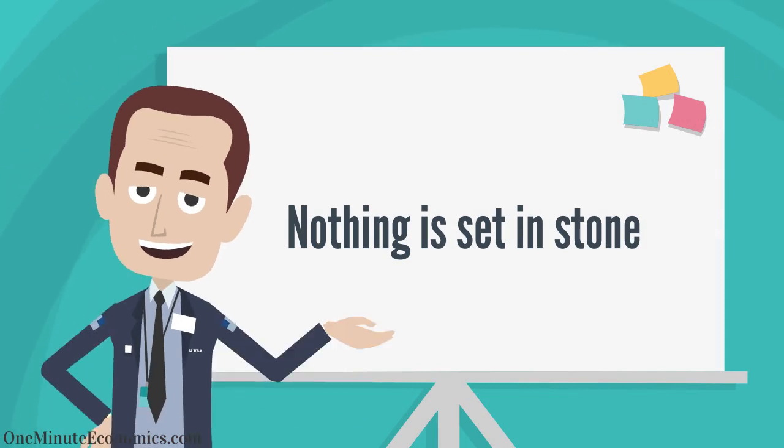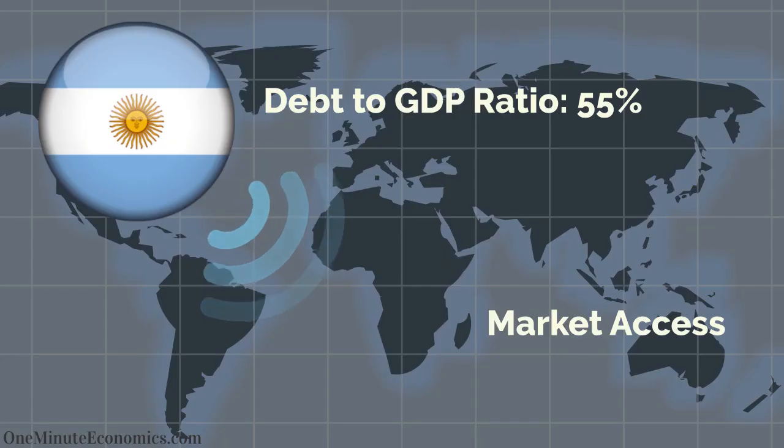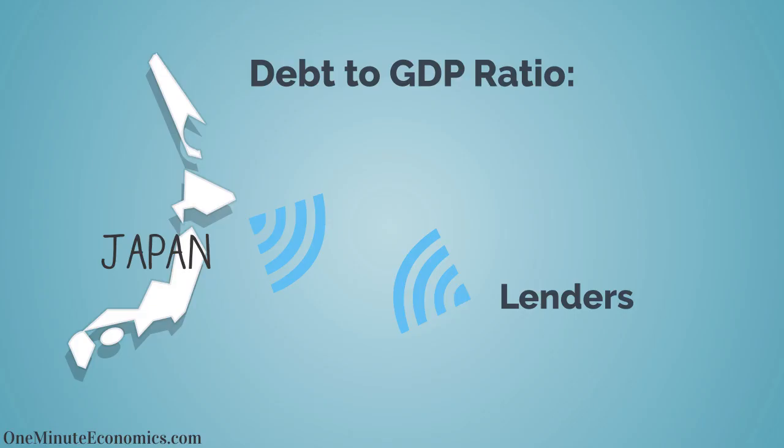For example, Argentina had a debt-to-GDP ratio of only 55% prior to its 2001 crisis, yet lost market access, whereas Japan, with its over 200%, can easily find lenders. Again, the market ultimately decides.